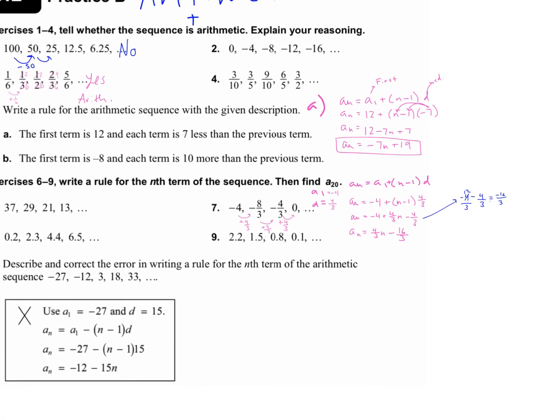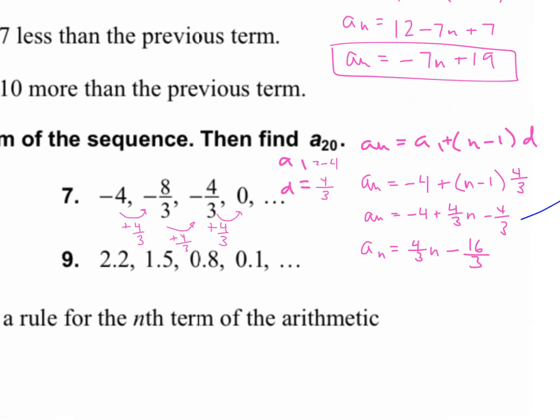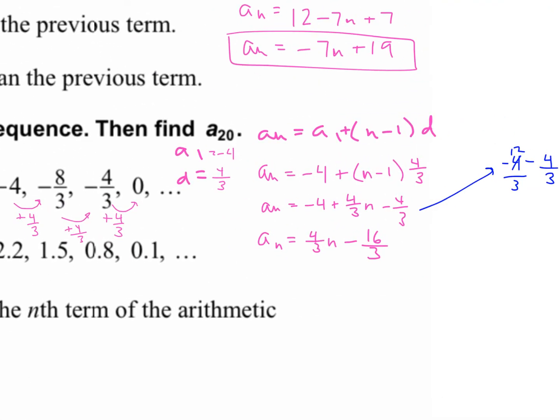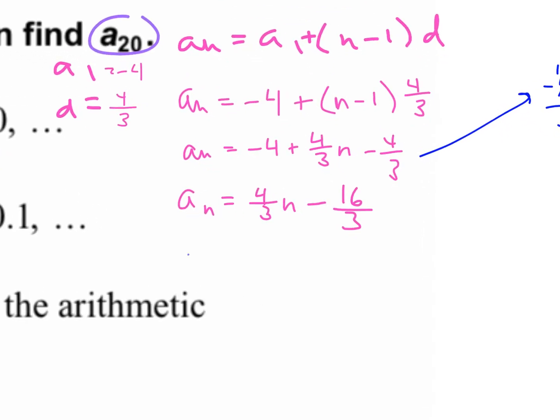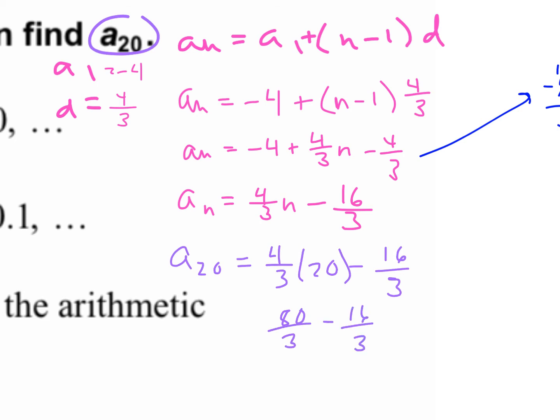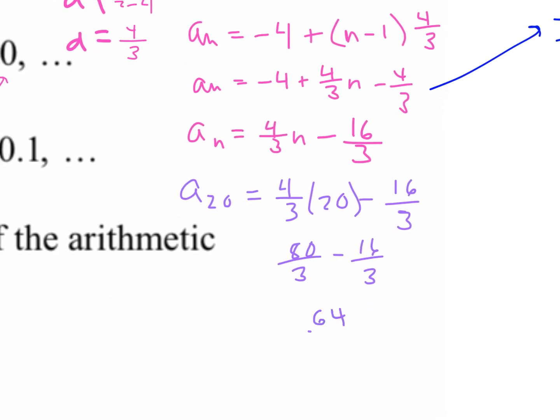All right. So next thing we had to do for this one, for number 7, is to find a sub 20. So what are we going to plug in for n? 20. So 4/3 times 20 minus 16/3. So 4 times 20 is 80/3 minus 16/3. 80 minus 16 is 64. So 64/3 is our 20th term.